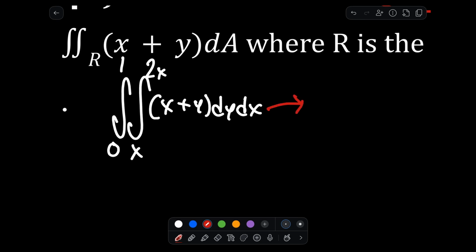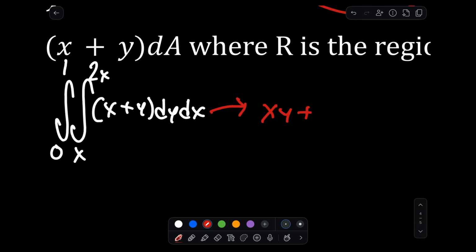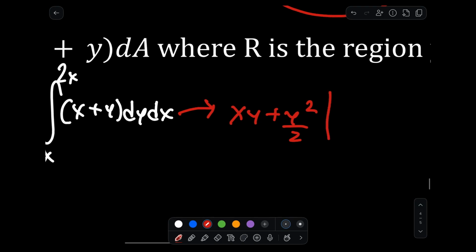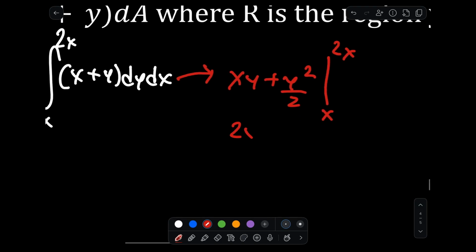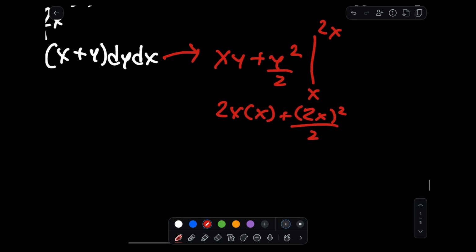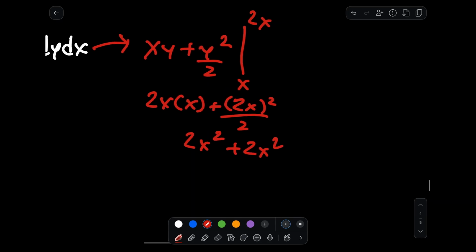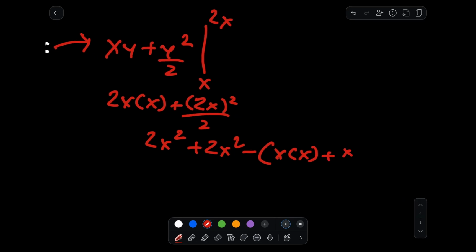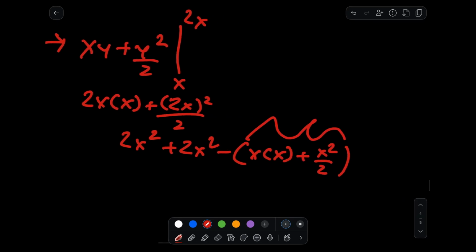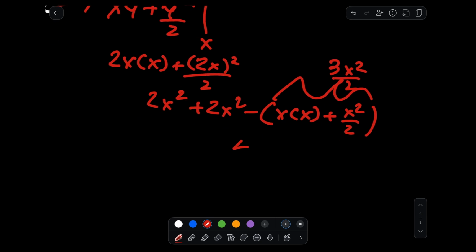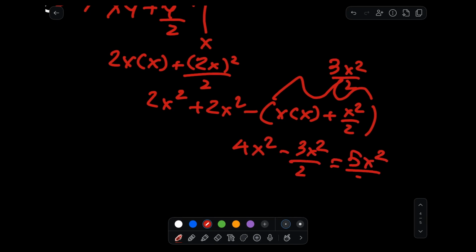And now we can actually solve for this. So we're going to get xy plus y squared over 2, evaluated from x to 2x. So then we're going to get 2x times x plus 2x squared over 2. So we're going to get 2x squared plus 2x squared, minus x times x plus x squared over 2. And this is going to become 3x squared over 2. So then we're going to get 4x squared minus 3x squared over 2, equals 5x squared all over 2.